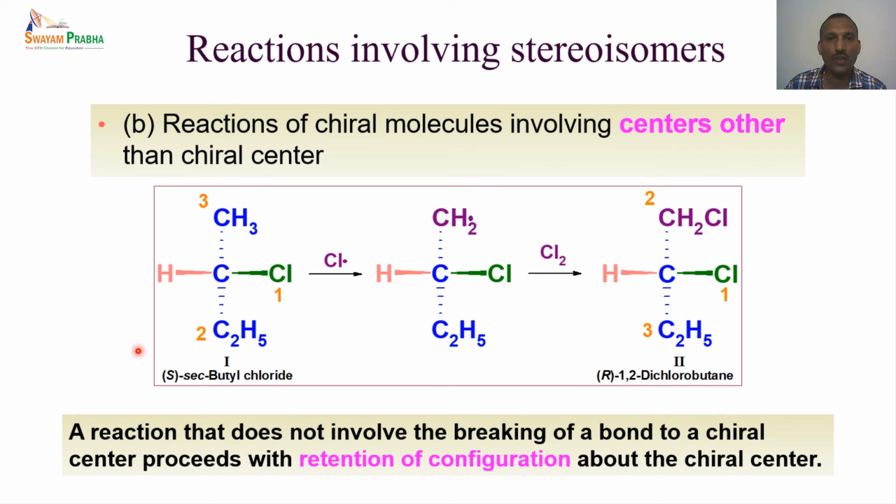Now the question will arise. The reaction did not change the configuration of this carbon, because no bond is broken at this carbon. The chlorine remains on the right hand side, and in the product also the chlorine remains on the right hand side. Hydrogen remains on the left hand side.